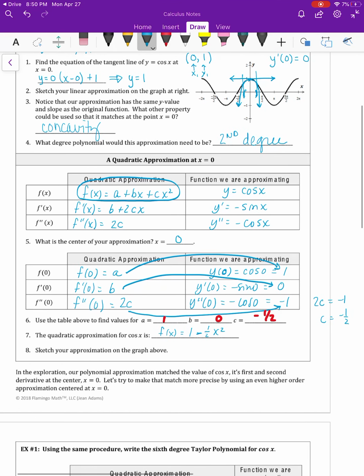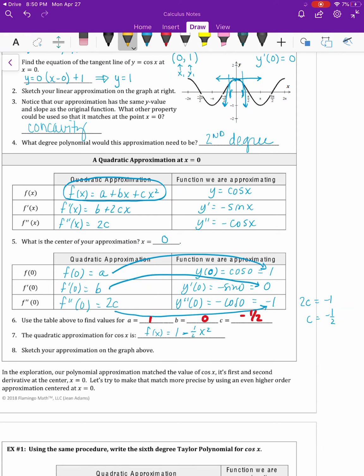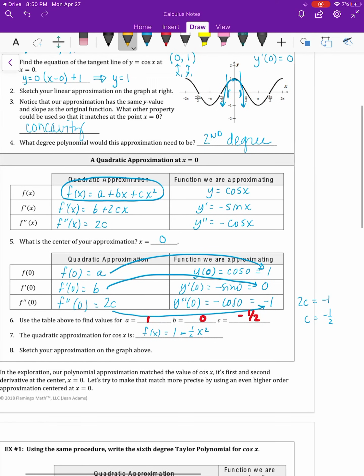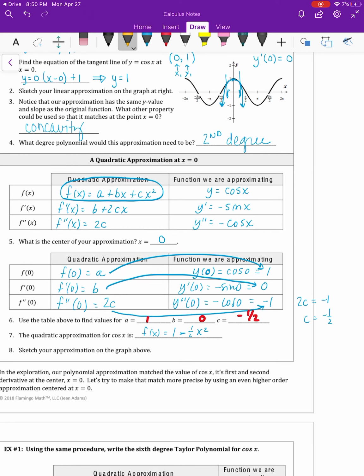And we could keep going, and the next one that we do might be, well, I think I've already goofed here. The next one that we do might be a cubic function. And so it might look like this.